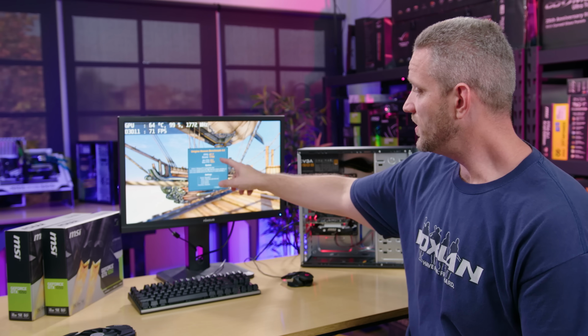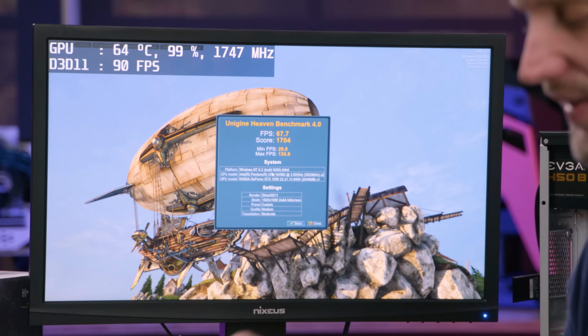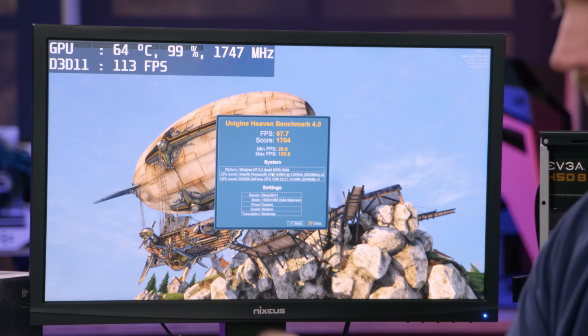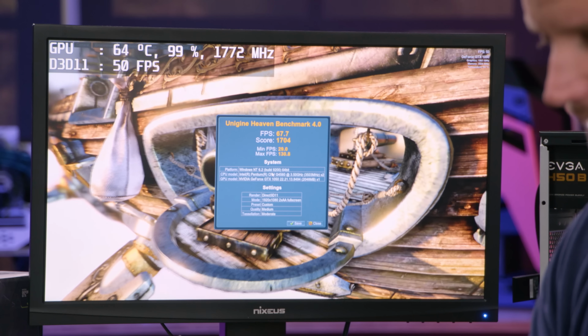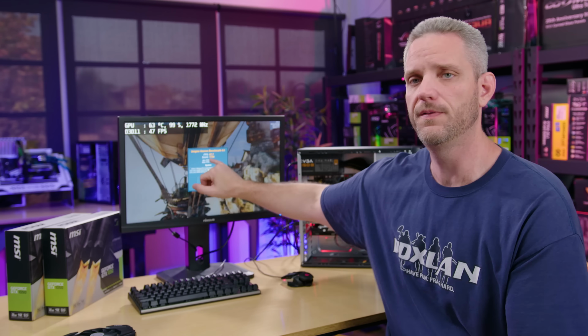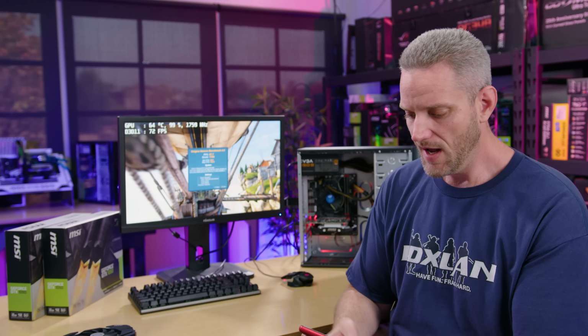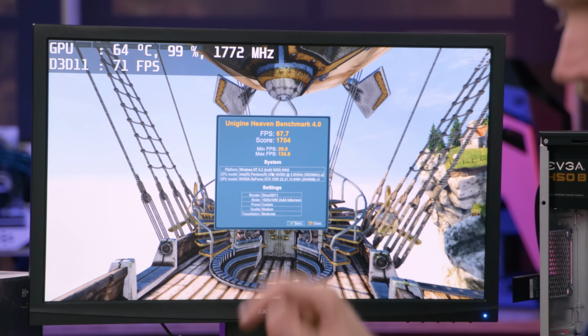So the test is done, and we just got a 1704. And the previous test was a 1657. Now let's compare that to what we got in the video the other day. If I bring up my spreadsheet here and take a look, we got 1708 with this same card on the last video. So a difference of 4, which is huge. But let's talk about the min-max. The average FPS here was 67.7.